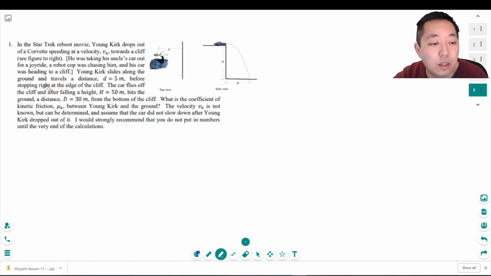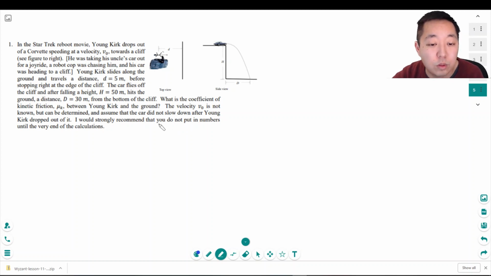Young Kirk slides along the ground and travels a distance d equals 5 meters before stopping right at the edge of the cliff. The car flies off the cliff after falling a height of 50 meters and hits the ground at a distance 30 meters from the bottom of the cliff. What is the coefficient of kinetic friction between young Kirk and the ground? The velocity v0 is not known but can be determined, and assume the car did not slow down after young Kirk dropped out of it.